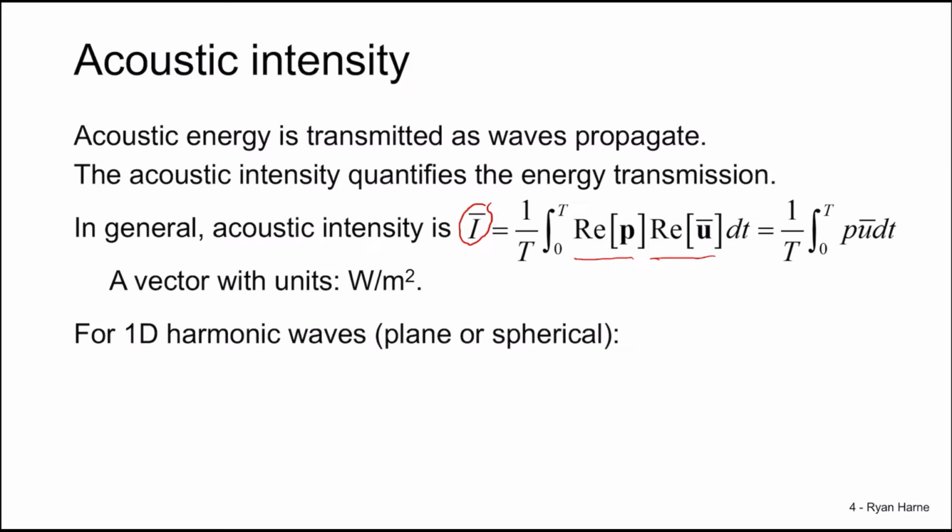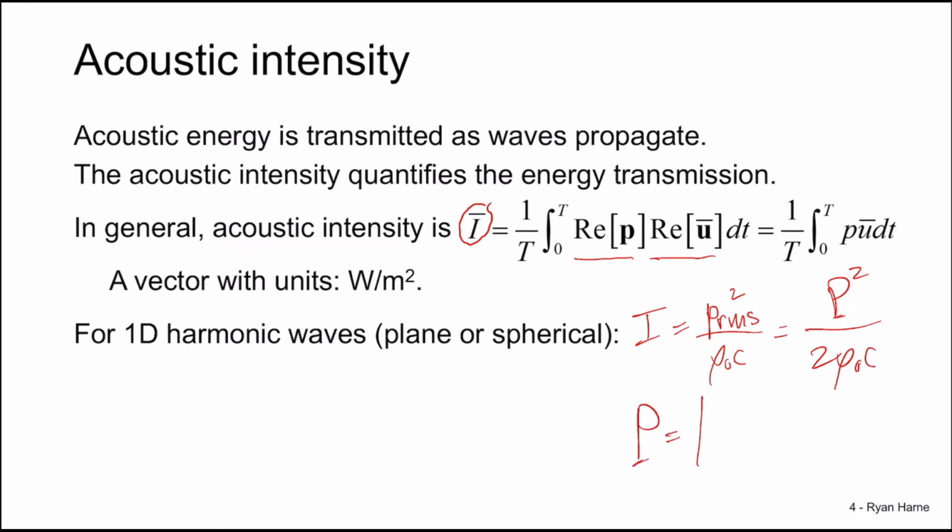For one-dimensional harmonic waves, whether they're plane or spherical, the acoustic intensity, we can lose its vector notation due to the one-dimensionality, and it's identically equal to P RMS squared divided by rho naught c, which is also equal to amplitude P squared divided by 2 rho naught c. So this capital P is the amplitude of the complex acoustic pressure, and the P RMS is amplitude divided by square root of 2.